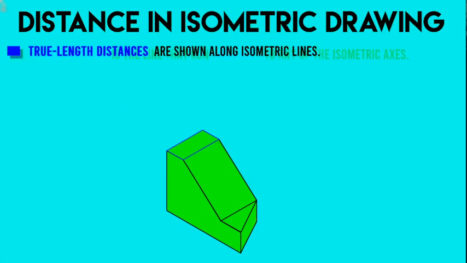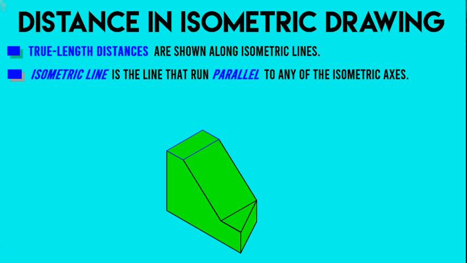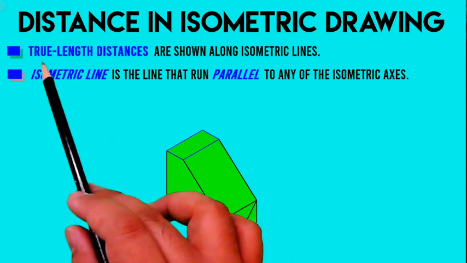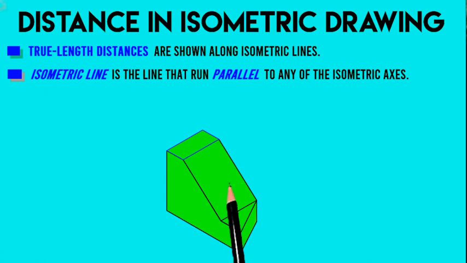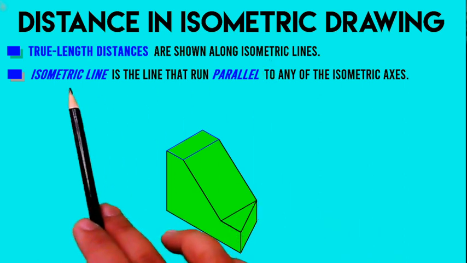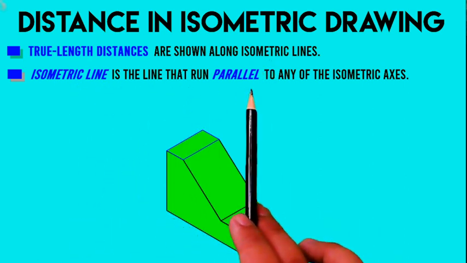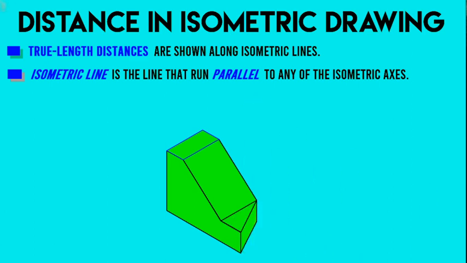Okay, so let's talk about the distance of isometric drawing. So we have what we call the true length distance. These are shown along isometric lines. So meaning to say, hindi po nagbabago yung mismong measurement, okay? Yung mismong measurement from our projection na nanggagaling po sa ating orthographic views. What do we mean with isometric lines? Isometric lines or isometric line is the line that runs parallel to any of the isometric axes.